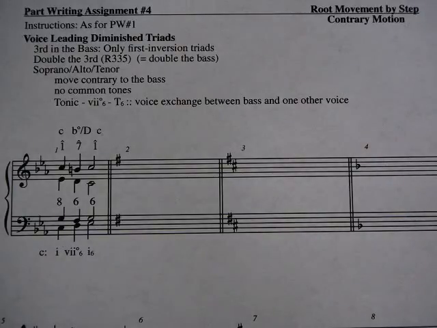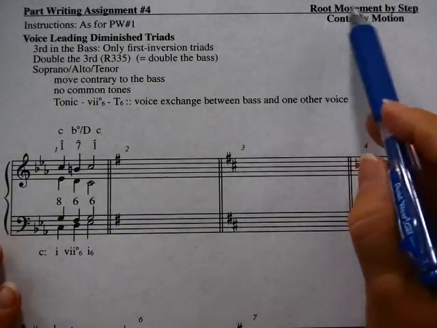So now we are on part writing assignment number 4. Think for a moment about part writing assignments 1, 2, and 3. All the progressions that you wrote featured only the chords 1, 5, and 1. That was root movement by 4th and 5th, tonic, dominant, tonic, a tonic prolongation. In part writing assignment number 4, we are specifically using root movement by step.